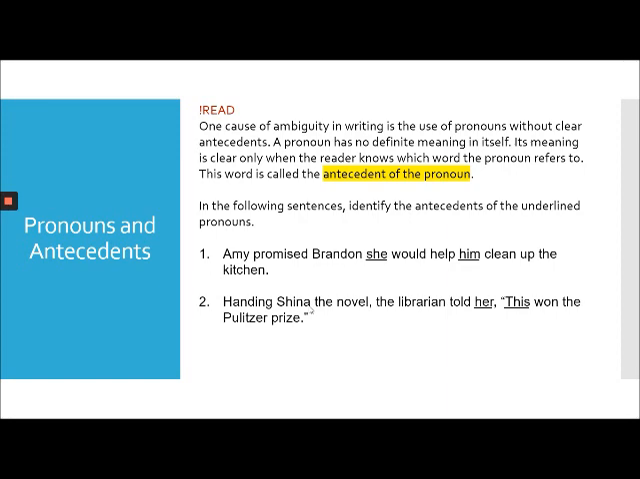Number 2. Handing Sheena the novel, the librarian told her this won the Pulitzer Prize. What do you think is the antecedent of the pronoun her? Correct. It's Sheena. And how about this? The antecedent of the pronoun this is the novel. To review, let's take a look at these arrows.